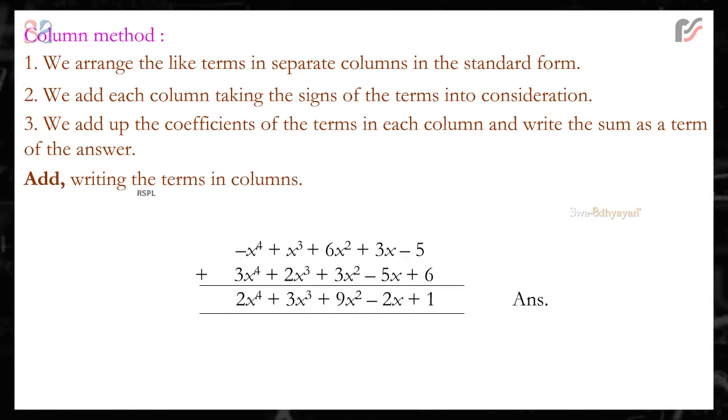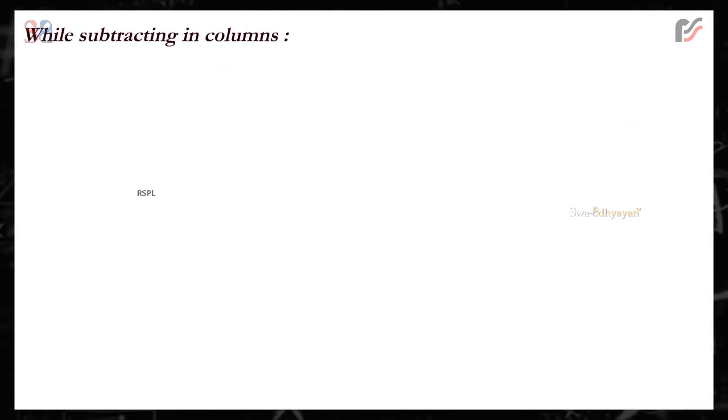Add, writing the terms in columns. Minus x⁴ plus x³ plus 6x² plus 3x minus 5, plus 3x⁴ plus 2x³ plus 3x² minus 5x plus 6, is 2x⁴ plus 3x³ plus 9x² minus 2x plus 1. Answer. While subtracting in columns, 1.